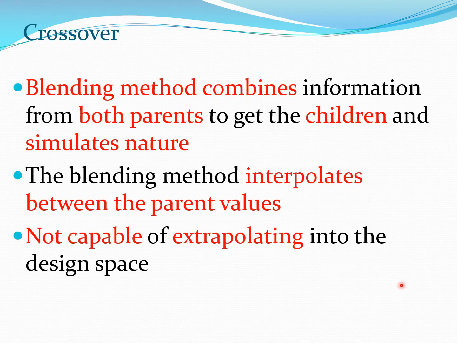So we see that this blending crossover method combines information from both parents to get the children, and therefore it simulates nature, because that's what happens in nature, is that aspects present in both parents are passed on to the children, and this is done randomly. So if a couple has several children, you will see that each of those children are basically unique, but their genetic material does come from those parents.